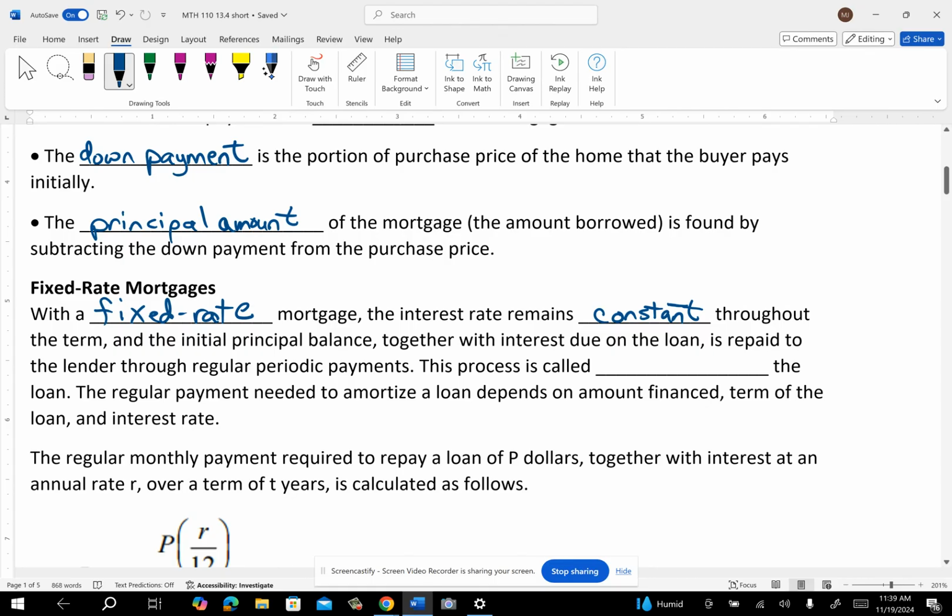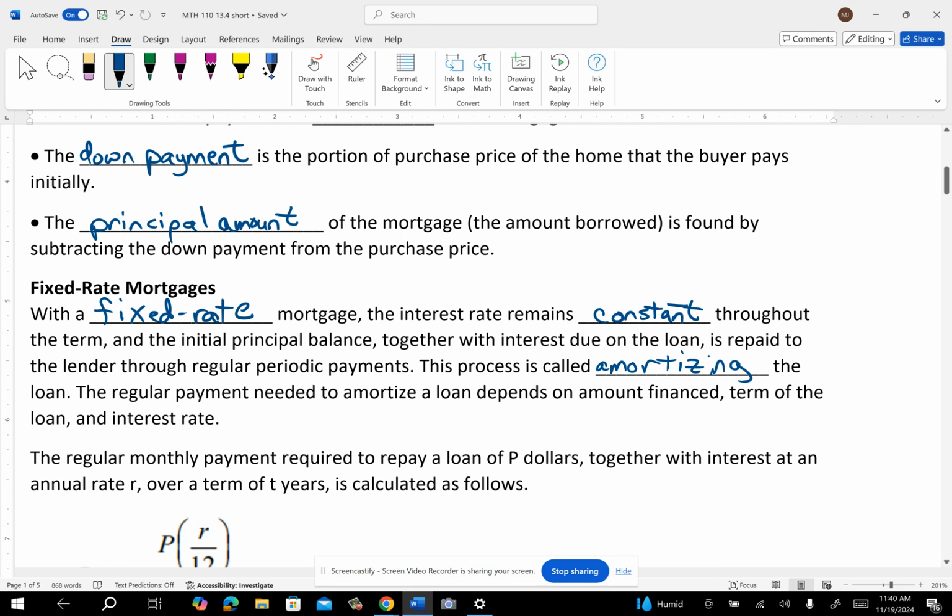That process of paying off what you owe together with the interest you owe using regular periodic payments, that's called amortizing. Amortization is the noun for that. So we're going to amortize. Amortization is this process. And we're going to wind up amortizing the loan. How much your regular payment turns out to be just depends on the amount financed, how long the loan is for, like is it 15 years, 20 years, that sort of thing, and what the interest rate would be.